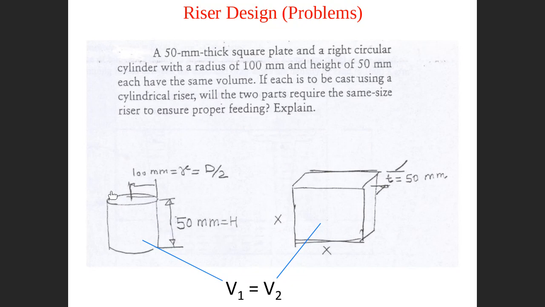We need to obtain the volume and surface area here. First, you obtain the volume equal to the volume, and you get the missing dimension. You obtain the volume here, which is equal to this one, and you need to obtain the surface area here. Definitely, the surface area here is different from the surface area here. Volume is the same, yes. Constant is the same, yes. But the surface area here is different from the surface area here.